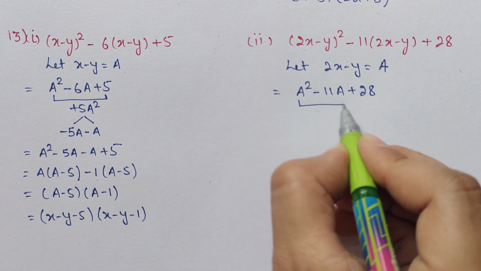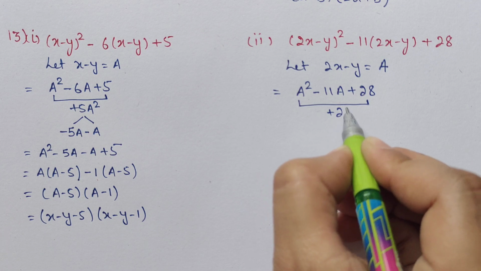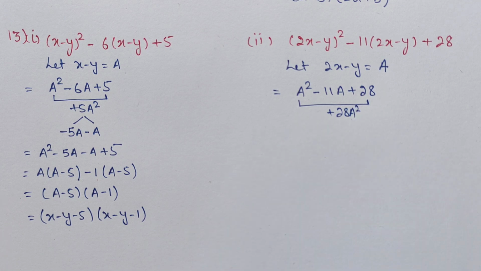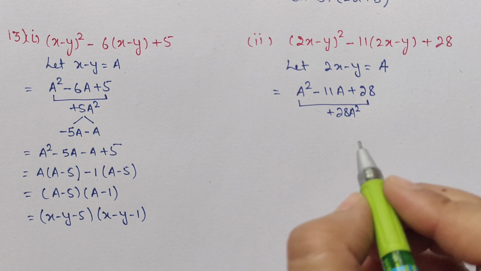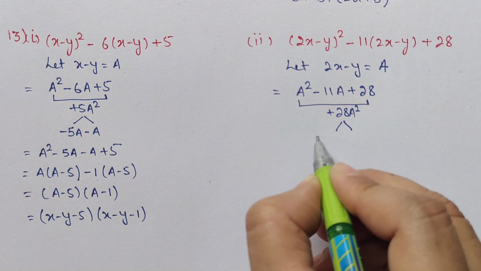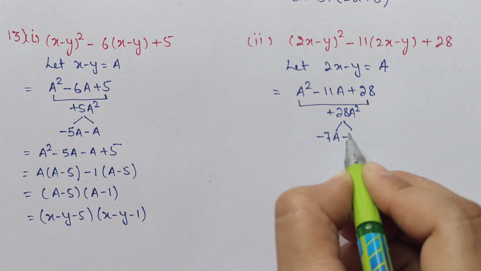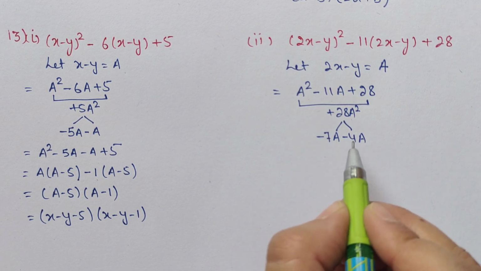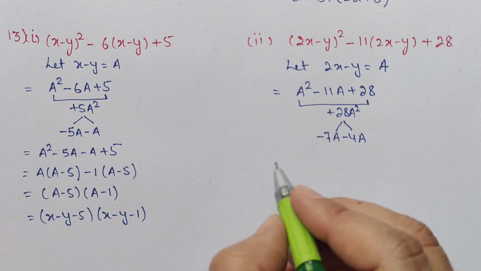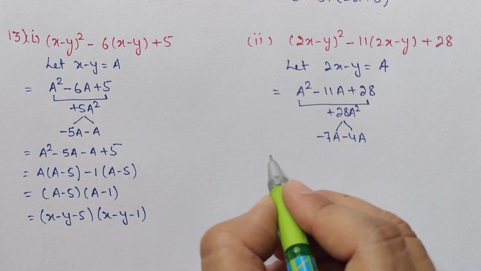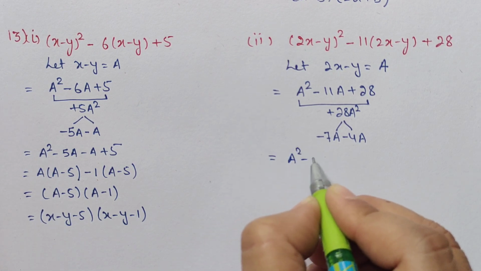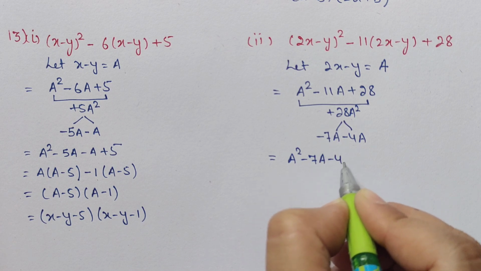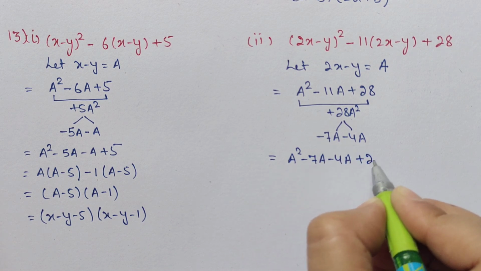Now multiply first and last, plus 28a square. We have to find the factors of 28 such that after addition, minus 11 should come. So minus 7a minus 4a. 7 fours are 28, and minus 7 minus 4 will be minus 11. We will replace it with the middle term: a square minus 7a minus 4a plus 28.